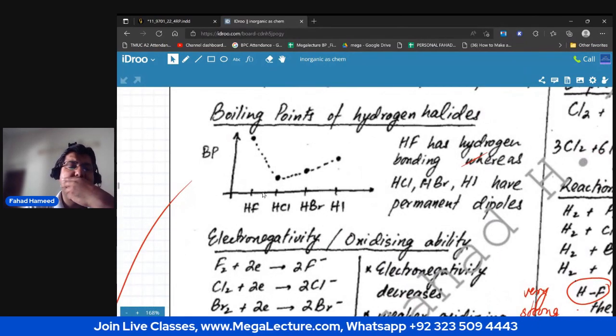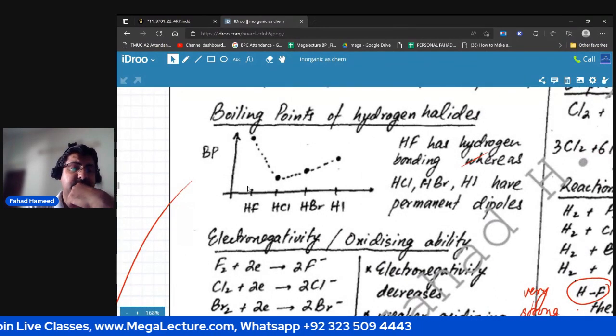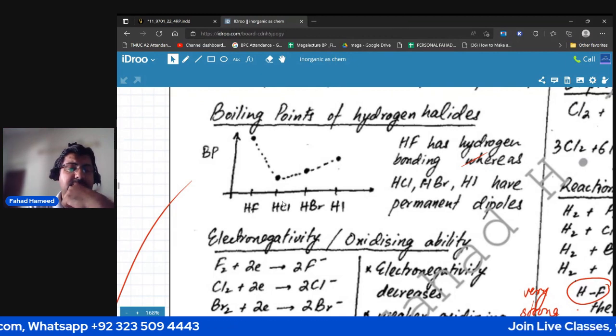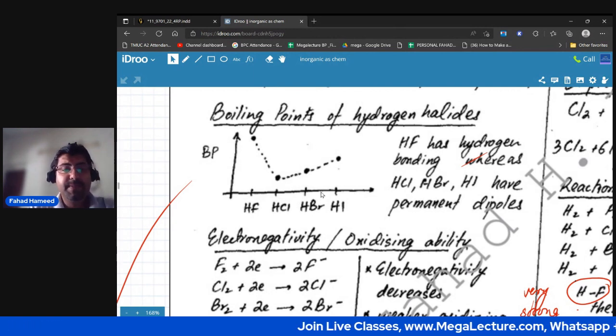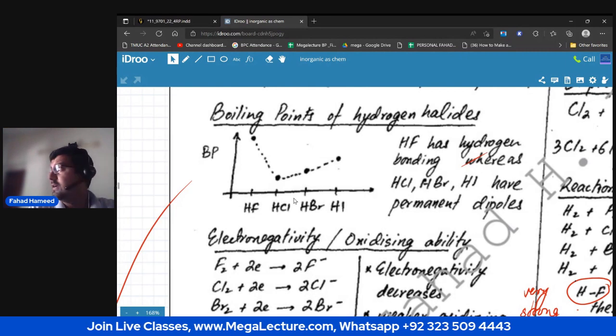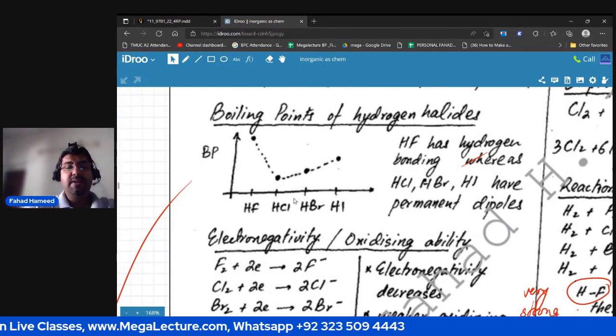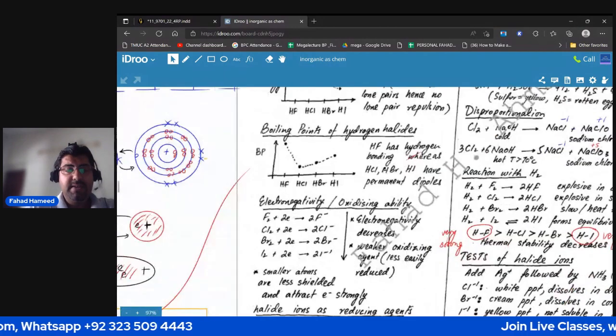So what happens is that HF has a very high boiling point because it's got hydrogen bonds. Subsequently the boiling points decrease because these molecules are less polar. But HI has greater boiling point because it's got van der Waals forces. It's a bigger molecule compared to HCl and HBr. So you get a lot of this question.